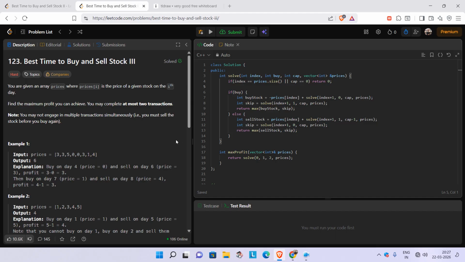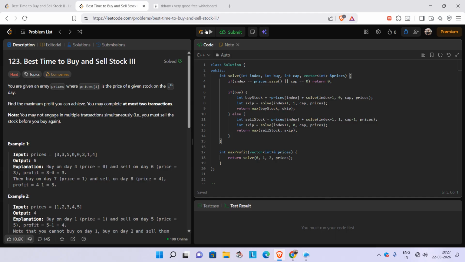So every day we have 3 choices: either buy, sell, or skip. So at every step we have to make a decision, and whenever decisions exist, recursion comes into the picture. This is again a DP question. But the new constraint is that we can only complete at most 2 transactions.